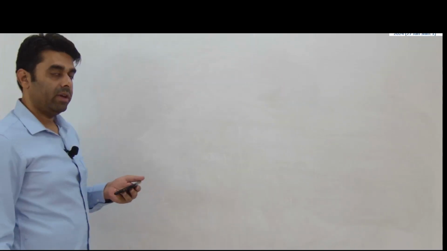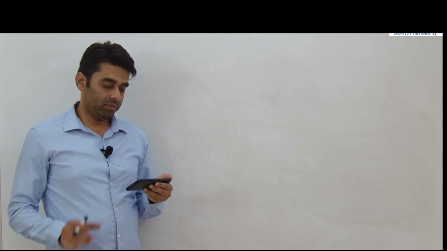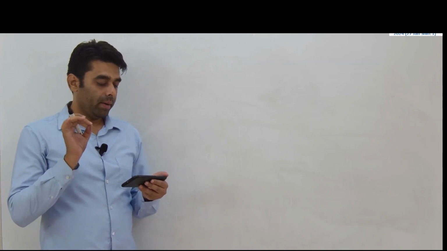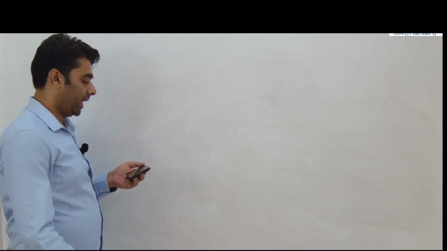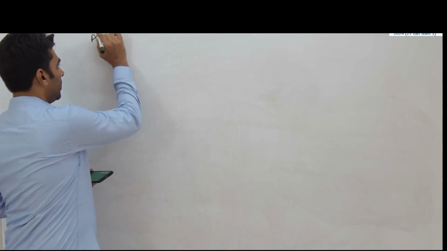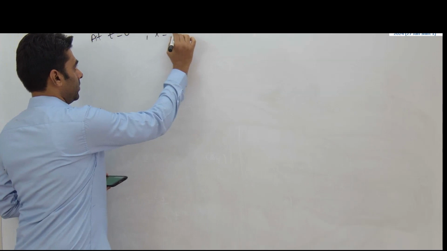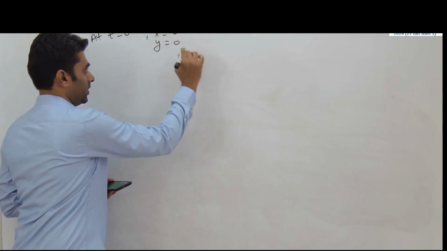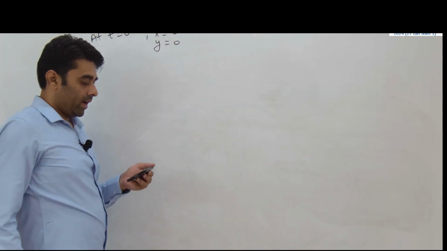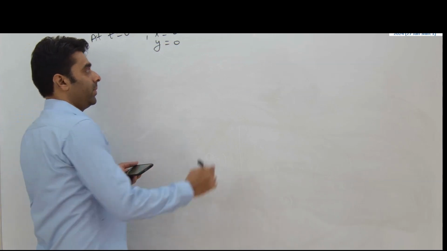Okay, we have reached our last question of this video. Let us see what it says. A particle starts from origin at t equals to 0. At t equals to 0, x is 0, y is 0. The position is at origin with a velocity of 5 i cap meter per second.